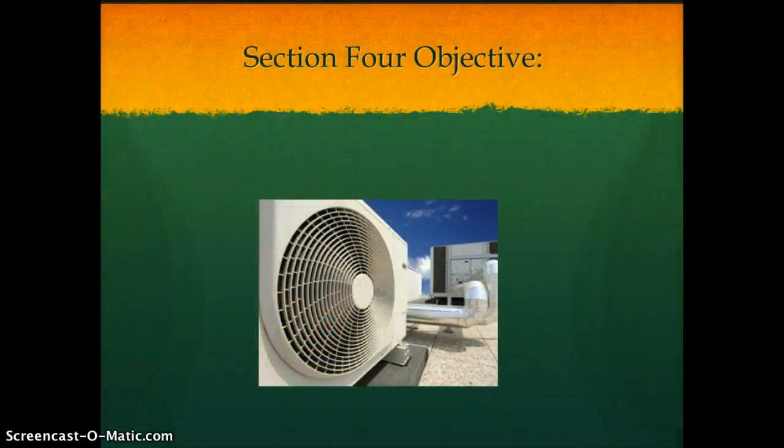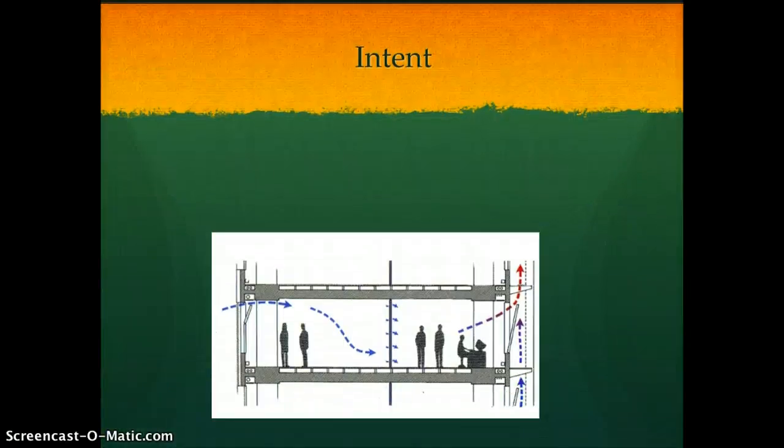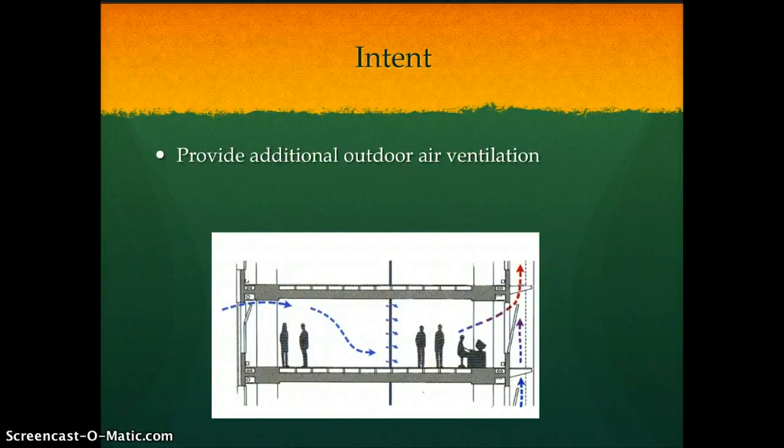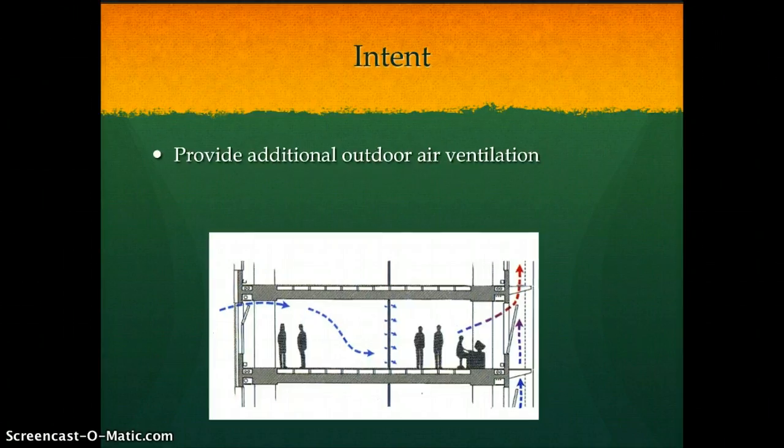The objective for this section is to determine a solution for addressing the risk factors of introducing ventilated air into the building envelope. The focus of Section 4 is to take an in-depth look at the intent of providing additional outdoor air ventilation to improve air quality for improved occupant comfort, well-being, and productivity.